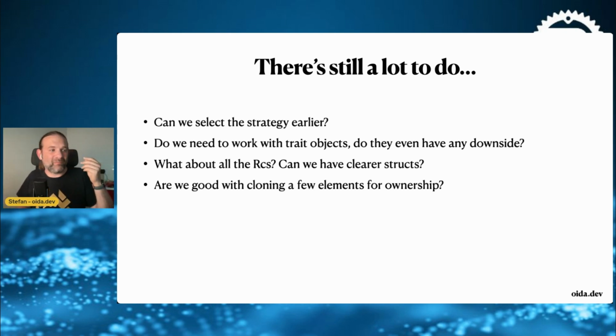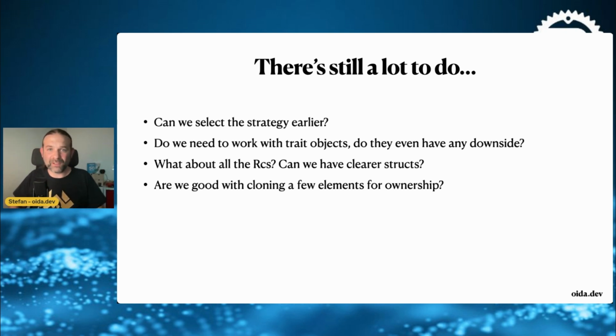We can maybe select a strategy earlier. We need to ask ourselves if we need to work with thread objects. Do they have a downside for our case, or are they okay for our case? This is something that we need to figure out. What about all the reference counters that are introduced? Can we have clearer structs that maybe work with references? Why do we need to share them? And are we okay with cloning a few elements just to comply with ownership, or should we do something better there? I don't know. But this is something that we can now figure out much, much better since we can look at our code and see what's going on.